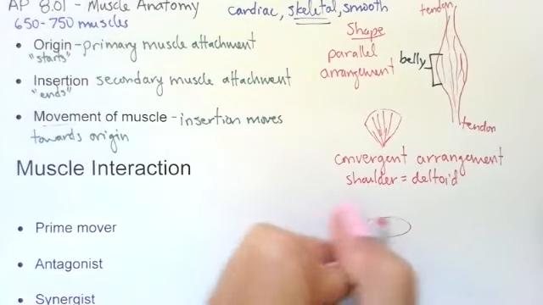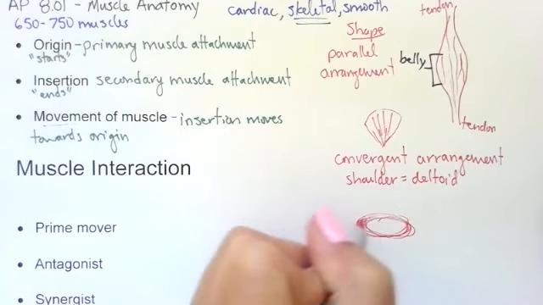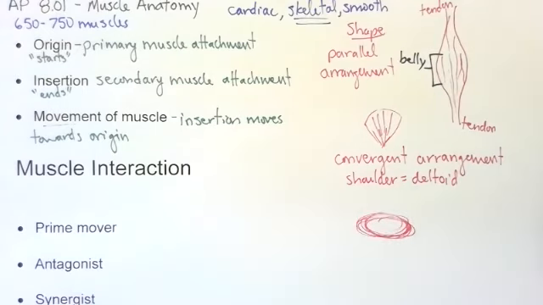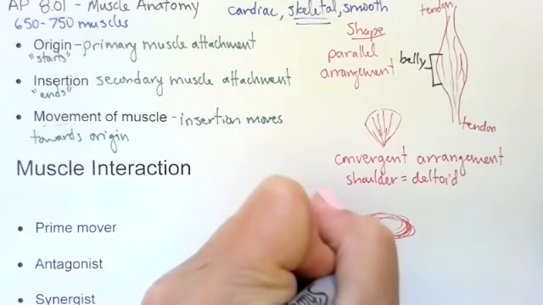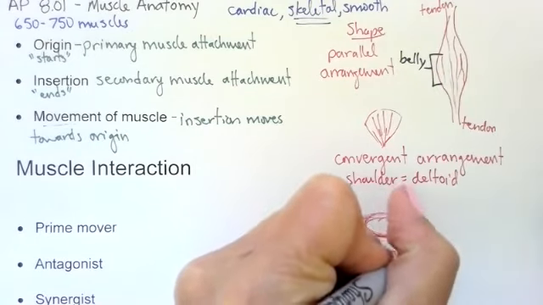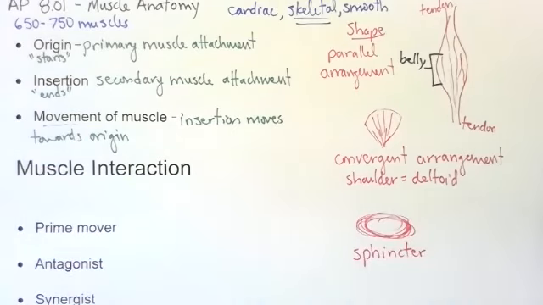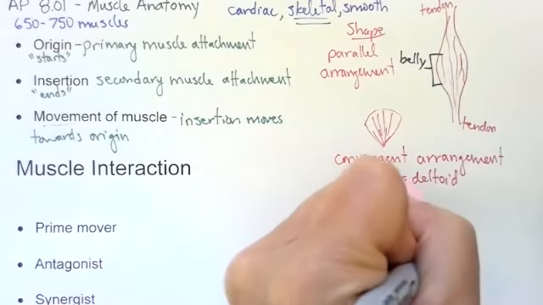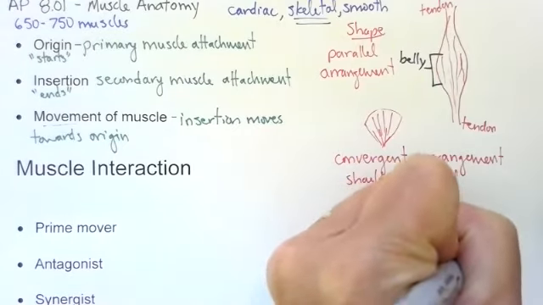Another one we have is when the muscle fibers go in a circular arrangement. A circular arrangement is called a sphincter. You have 3 of these on your face. They're also found at the anus. So maybe you've heard the word sphincter before, but this is a circular arrangement.